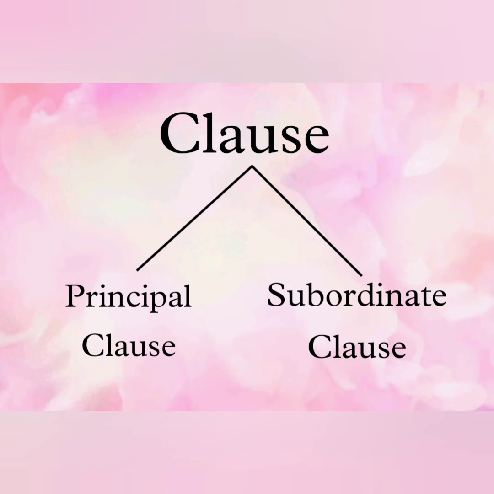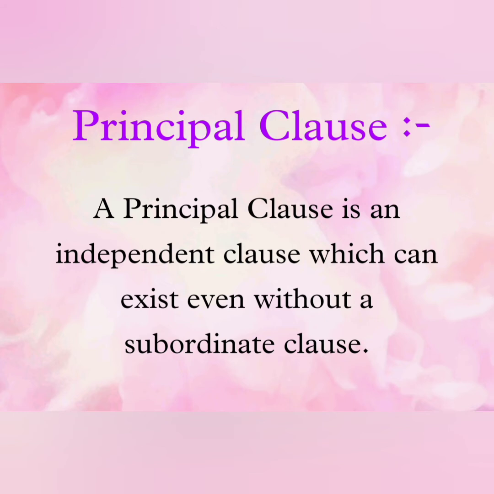हर सेंटेंस में दो क्लॉजेज हैं. First is the principal clause and the subordinate clause. Principal clause, जिसको हम main clause भी कहते हैं, this would be the first part, and it has another clause that is called the subordinate clause. So let's find out the difference between the principal and the subordinate.